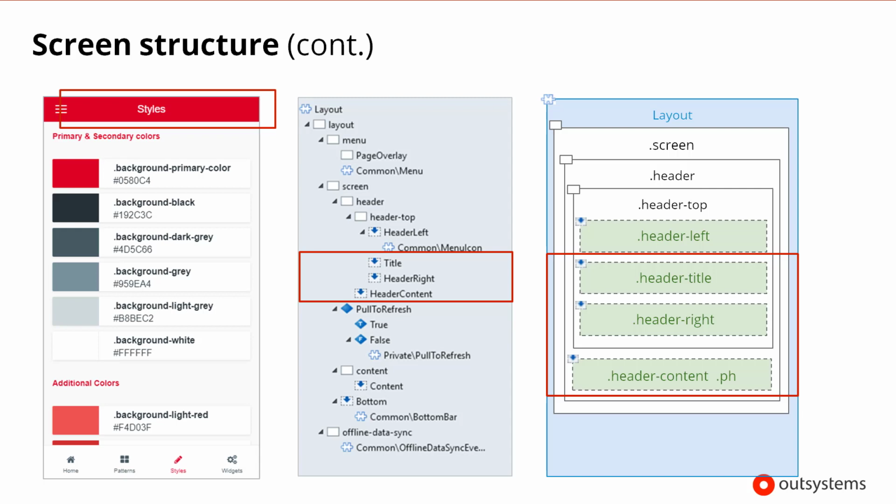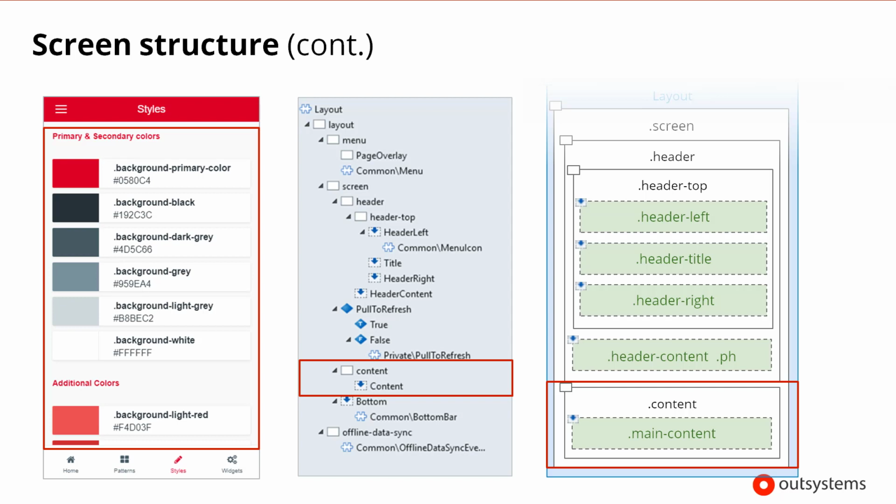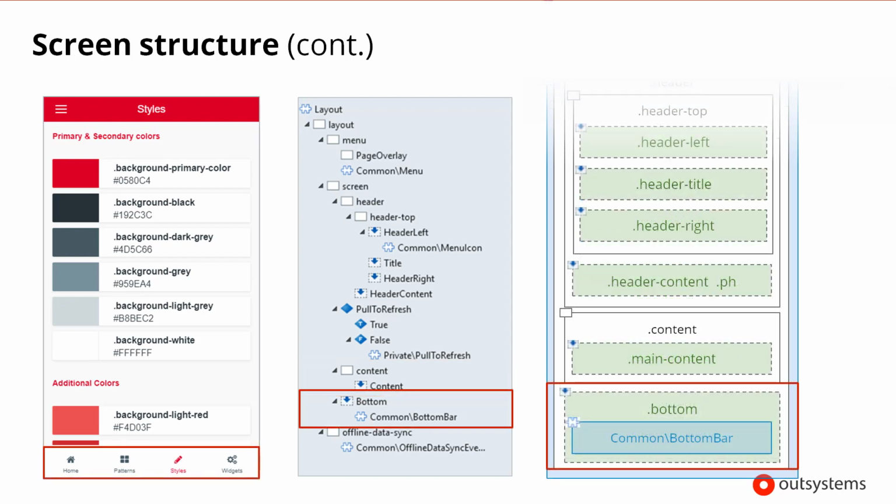The PH class is an OutSystems utility class that collapses a container or placeholder if they do not have any content. Moving on, we find the content container and content placeholder with the respective CSS classes, content and main content. Both of them apply to the main content of the screen. And at the bottom, there's the bottom placeholder which comes with the bottom bar block. Use the bottom bar block to add menu options with icons and text.